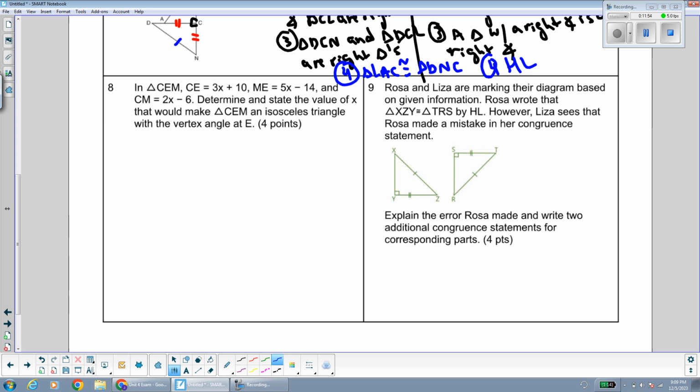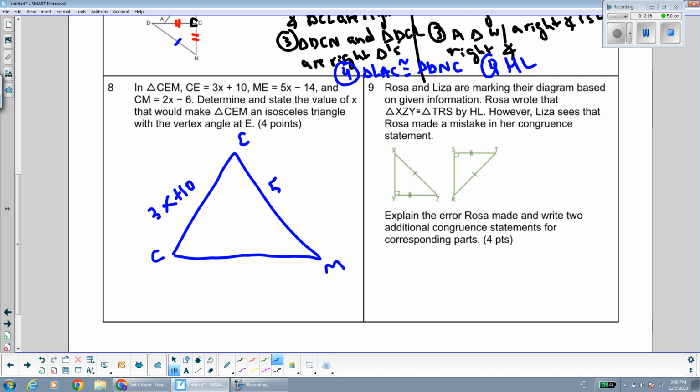Okay, in the next one, it says the vertex angle is E, so the base angles should be C and M. CE is 3x plus 10. ME is 5x minus 14. And CM is 2x minus 6.